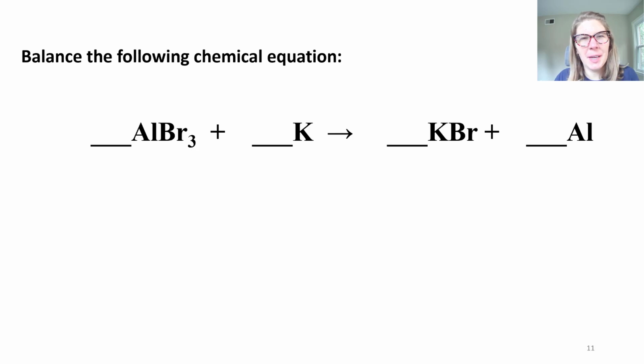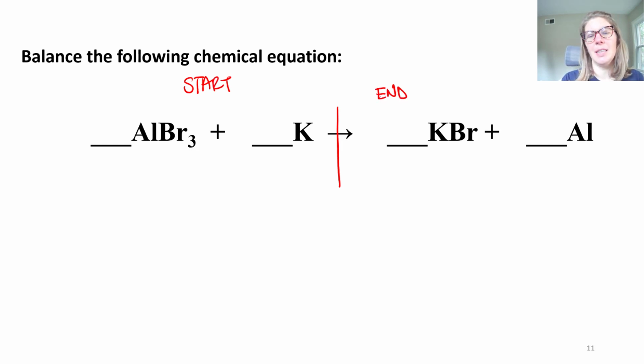Welcome back, students. Let's pick up where we left off and balance some equations. I'm going to go ahead and start you off with this one, and I'm going to use the process that we did before where we found our reaction arrow that splits our reactants from our products. So on the left-hand side is our starting, right? This is the start, and over here is our end. And we need the same number of atoms of each type on both sides.